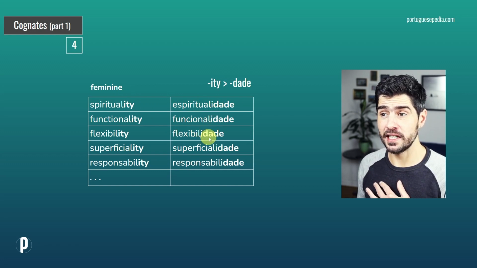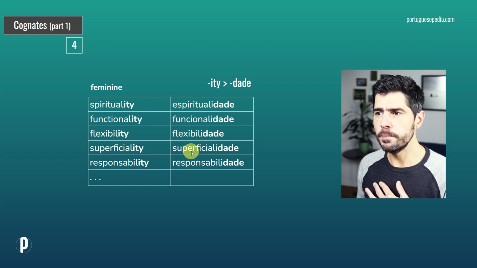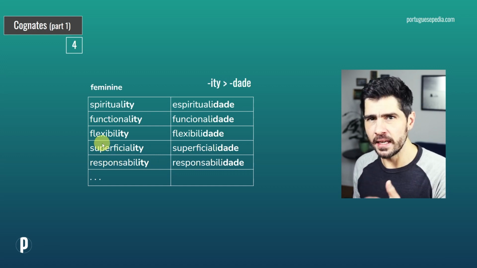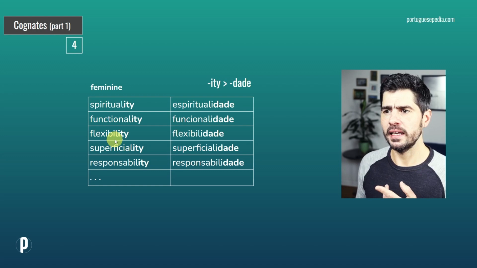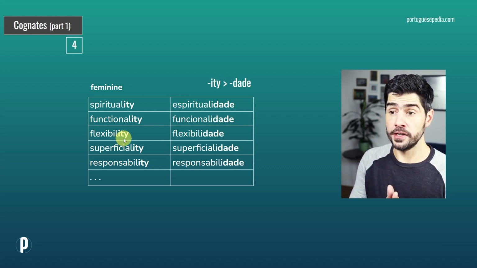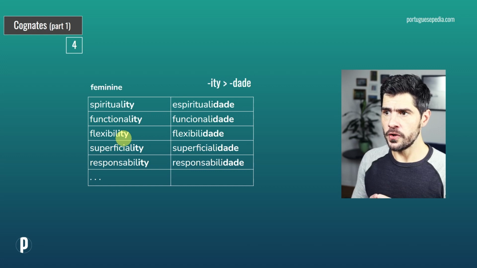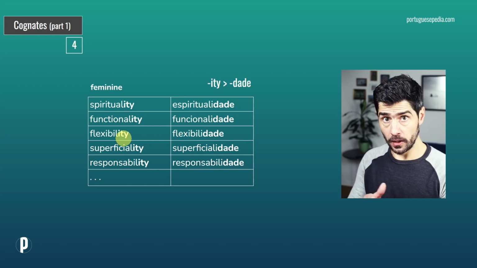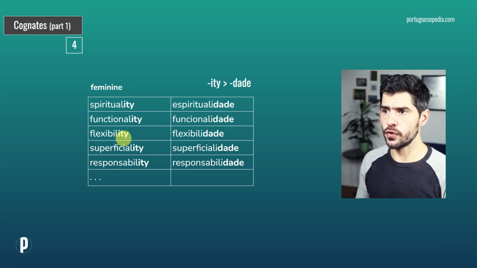So flexibilidade, superficialidade. Whereas in English, it might be the third to last, maybe superficiality. I think so. Flexibility, yeah, flexibility. So it's on the third to last syllable. So just keep in mind where we are stressing on the Portuguese side, so you get it right.